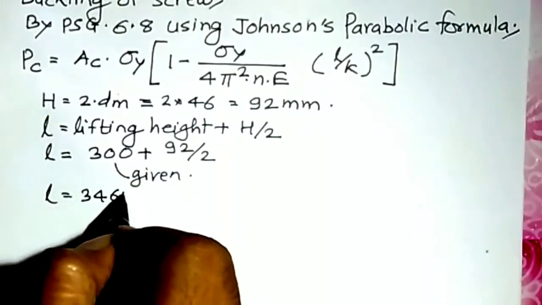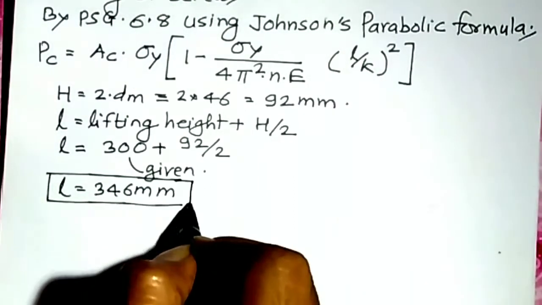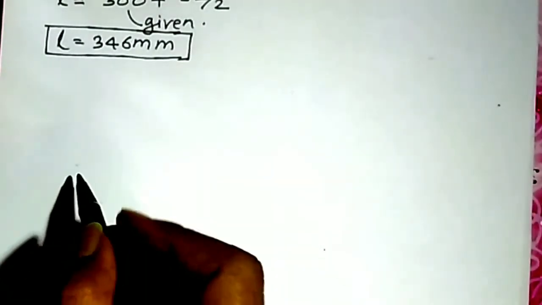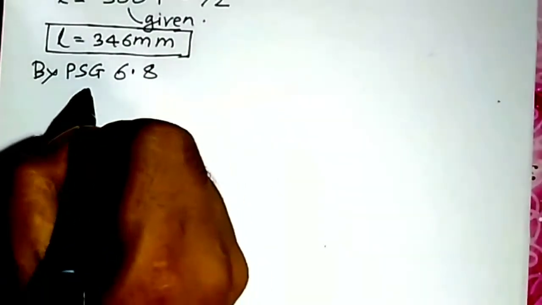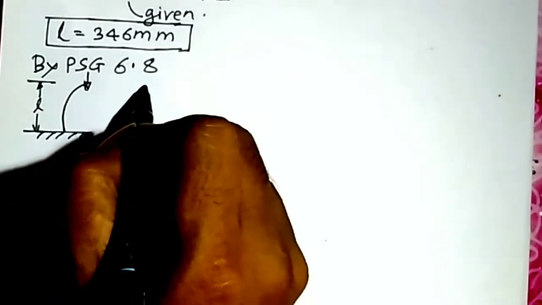Now L is to be calculated, that is lifting height. Lifting height plus head by 2 is going to be L. So L, which is given, that is lifting height, is given 92 by 2 is going to be H by 2. So L comes out to be 346 mm.